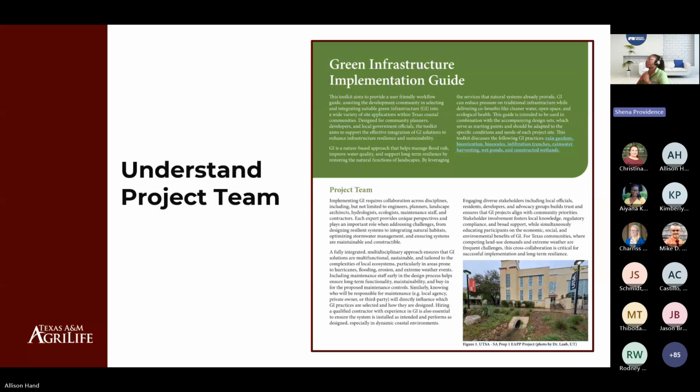So the first step is really understanding your project team. On the right, you can see an exact screenshot of the first page of the implementation guide when you open it up. As Michael and Charis both mentioned, green infrastructure is inherently multidisciplinary, and as a result, it requires multidisciplinary teams, including engineers, landscape architects, hydrologists, planners, maintenance staff, contractors, the list goes on. The intent is that each discipline or expert provides their own unique perspective when it comes to building these multifunctional and multi-beneficial resilient systems.